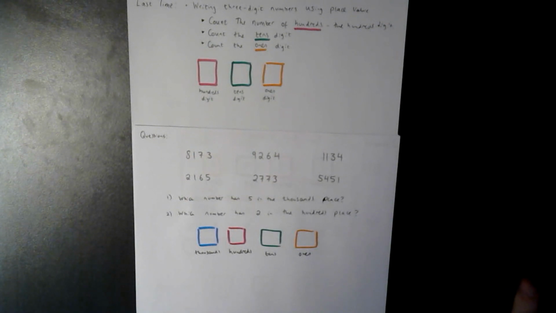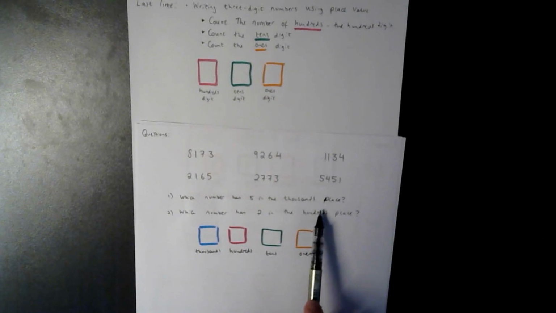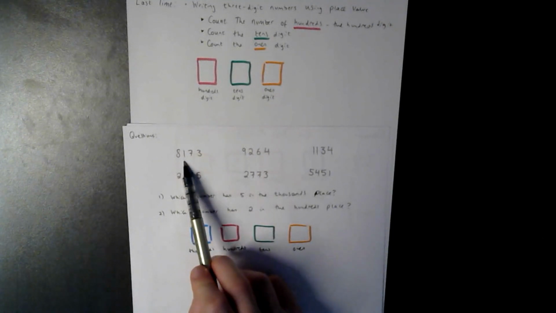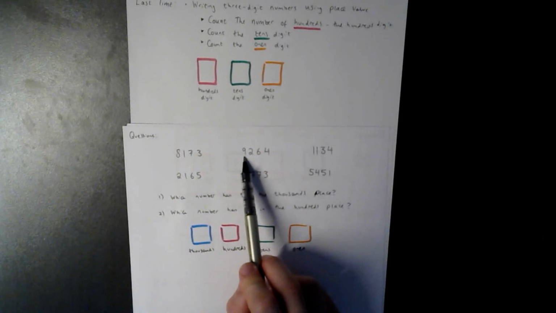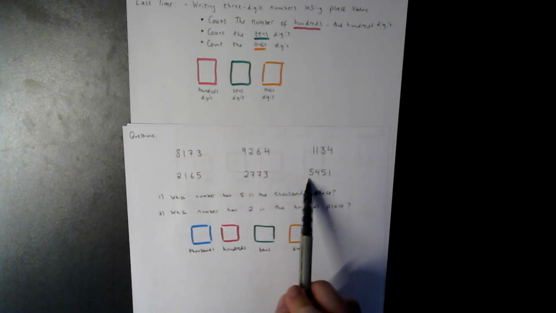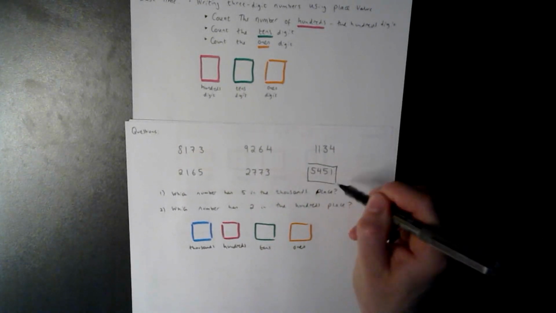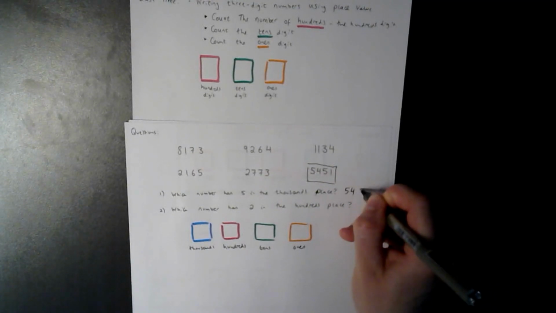Okay, so this first question here, which number has 5 in the thousands place? Well, the thousands place is this sort of number on the left. So the question's asking us which number has 5 on the left. And if we look, that's not a 5, that's not a 5, that's not a 5, that's not a 5, that's not a 5, that is a 5. So the answer to question 1 would be this number here. So 5, 4, 5, 1.